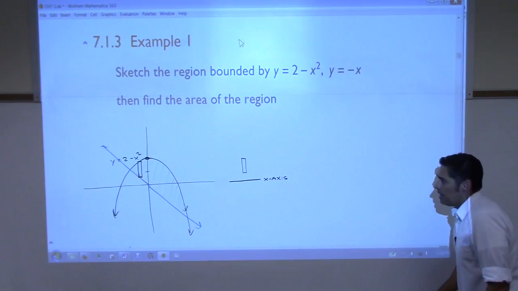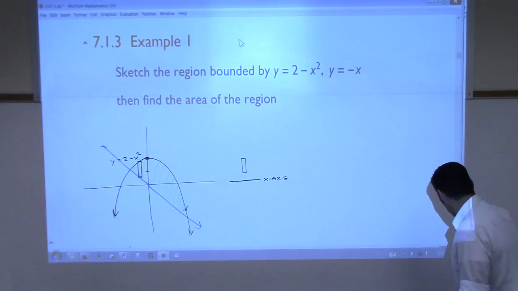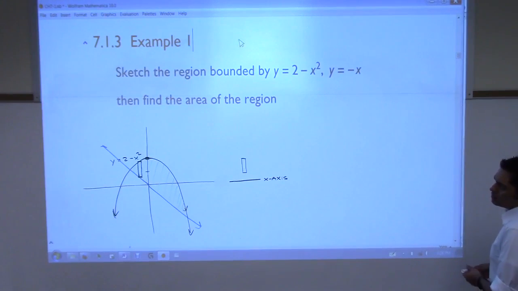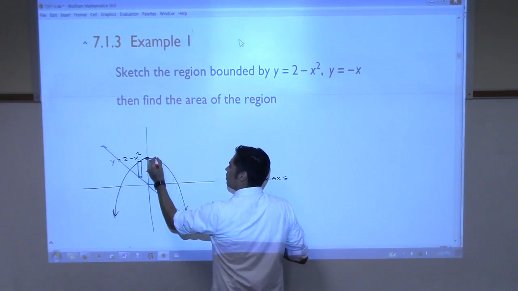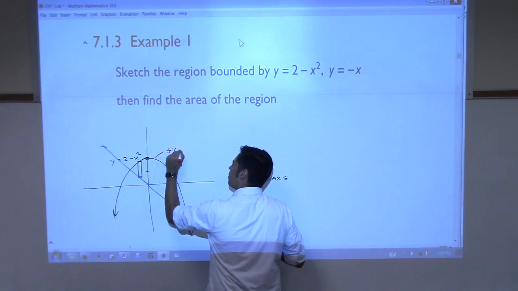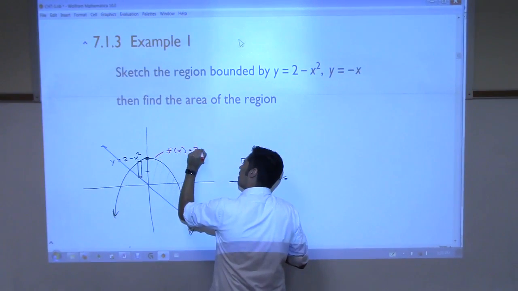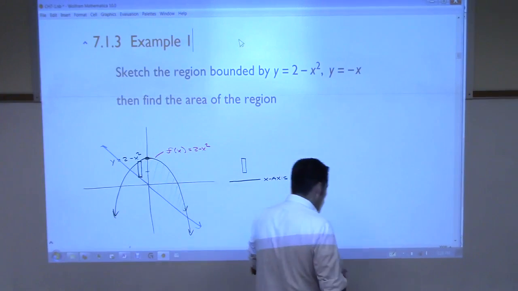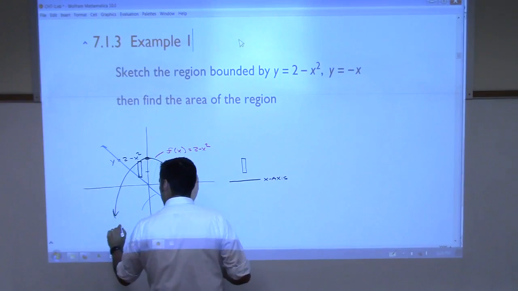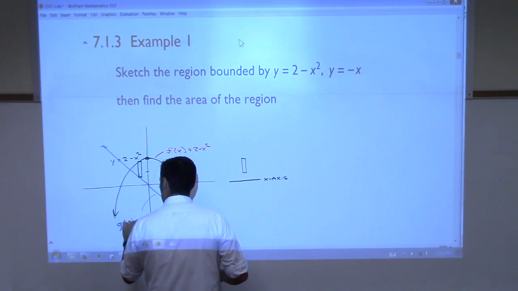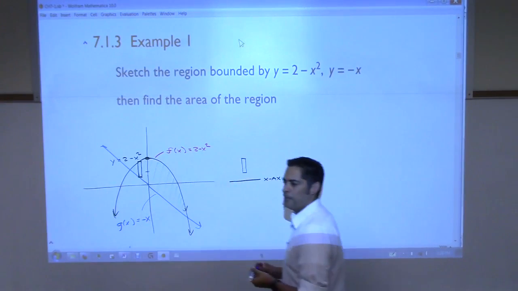Now let me label some things. What is the function on top? 2 minus x squared. I'm going to call that my f function. So this is going to be my f of x is 2 minus x squared. And then my bottom function, which is this blue one, g of x, is negative x, right?